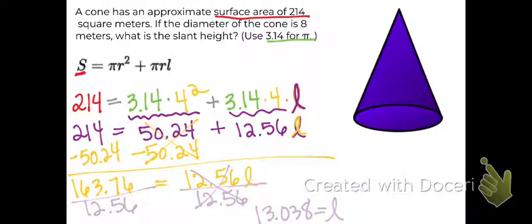And so what would I change my answer to? This is in the tenths place. If you look at the next place over, it's a 3, so I'm not going to round it up. It would just be 13.0. And our measure is meters.